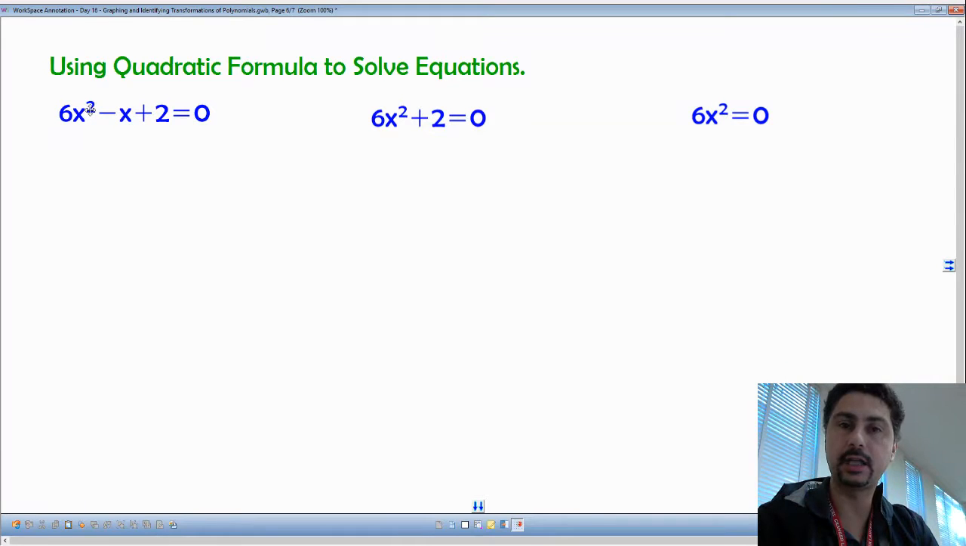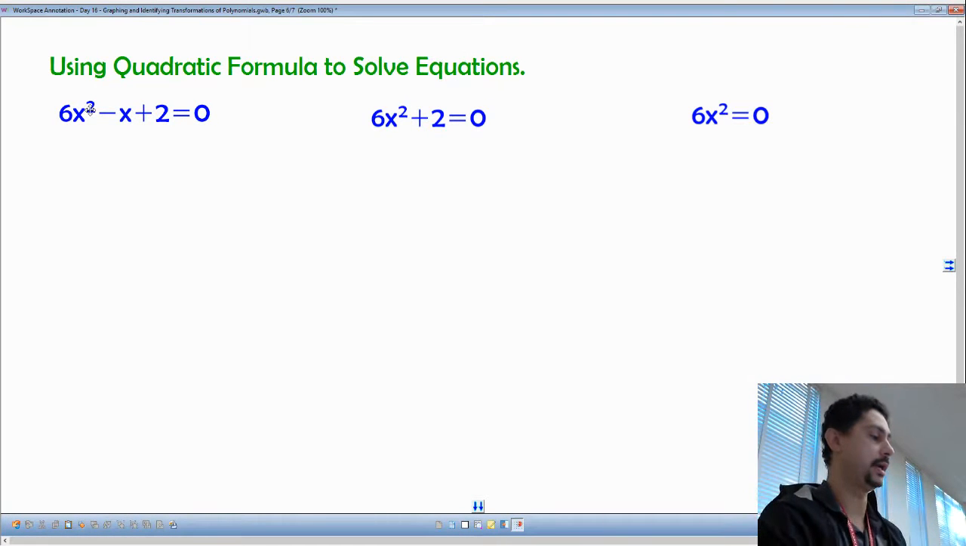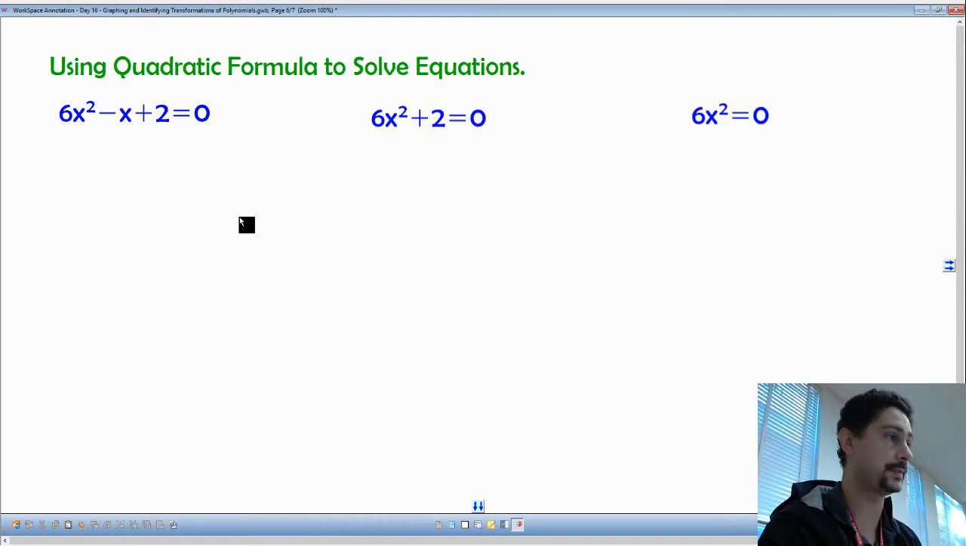Okay, so when it's an x to the third or an x to the fourth, you can't use the quadratic formula. Remember, quadratic means degree 2. All right, so now that we've got that situated, we're gonna go through the steps.